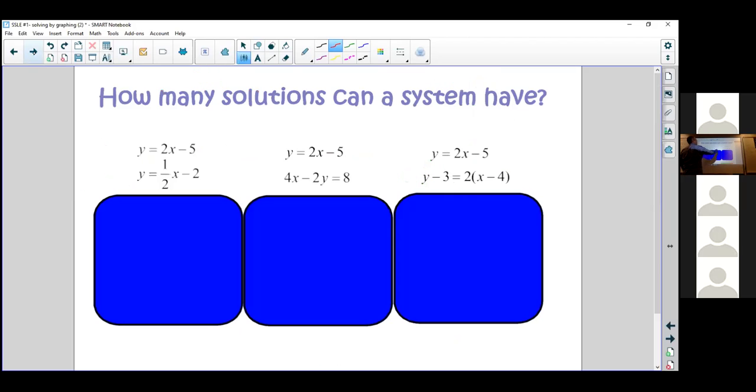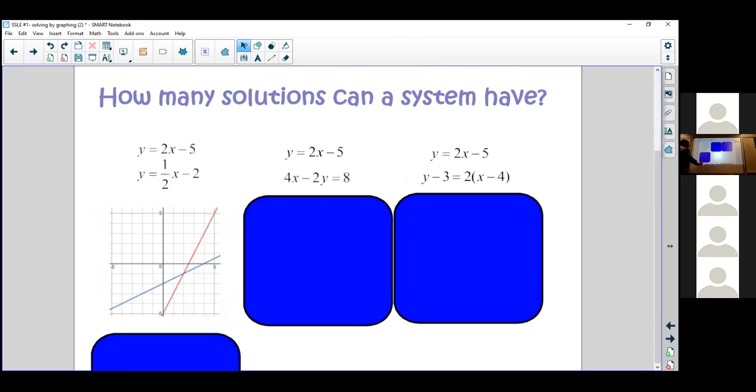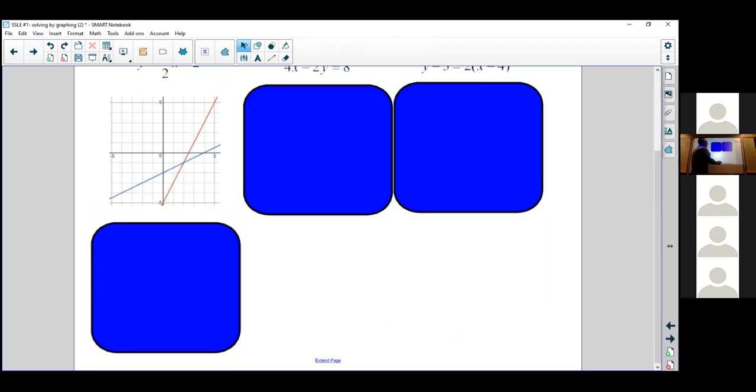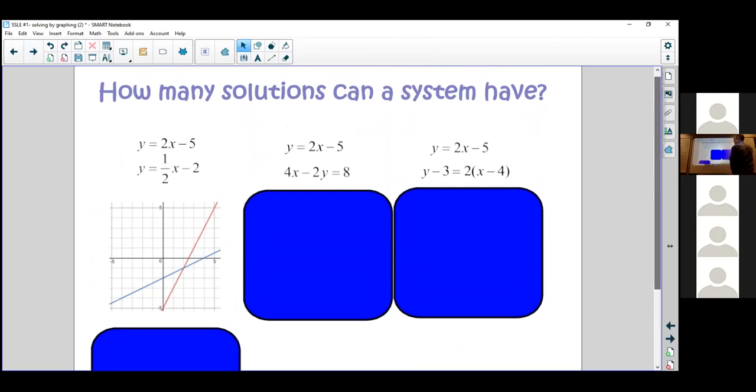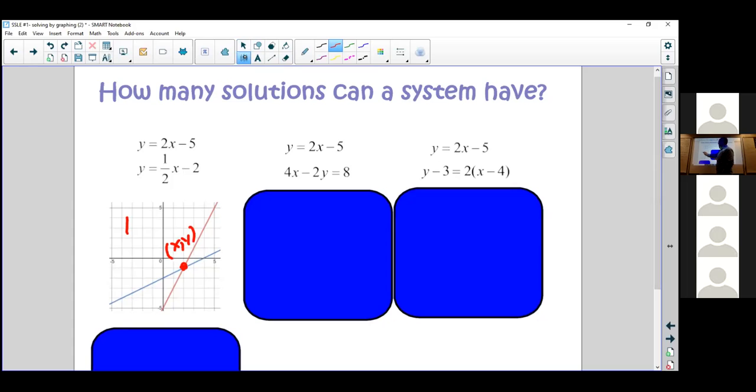Okay, so how many solutions can a system have? So this first one, they went ahead and graphed it for us. Oops, let me move that up a little bit. So we went ahead and graphed the first one, and we do indeed have this XY point, it works on both, so this has one solution. Okay, there is only one point that you can plug in that will work for both equations.